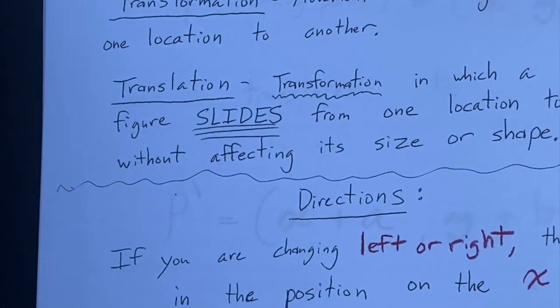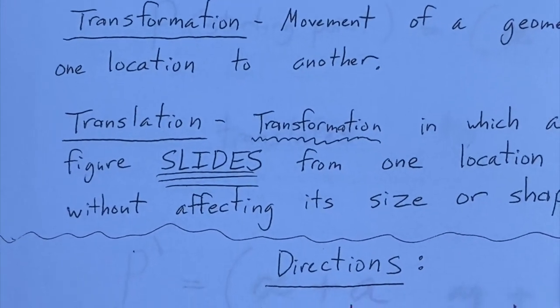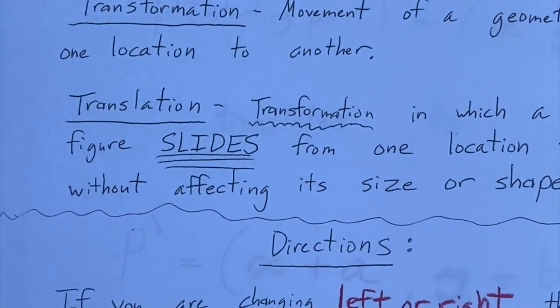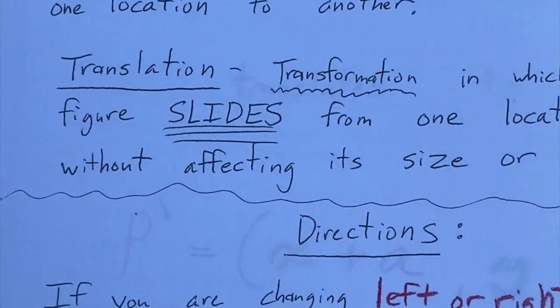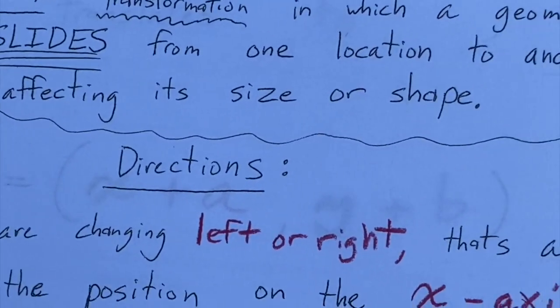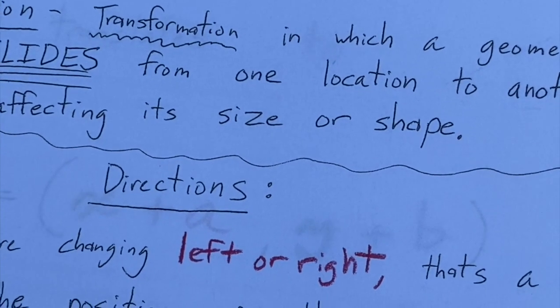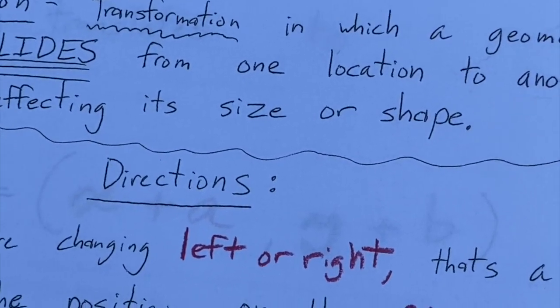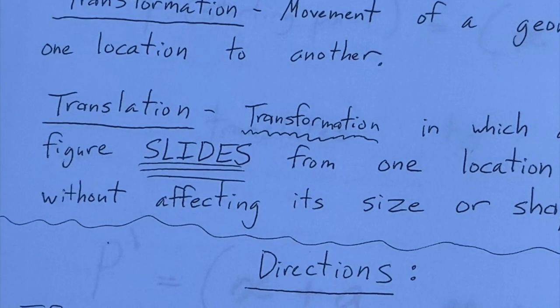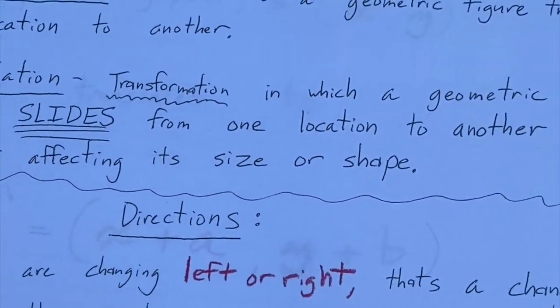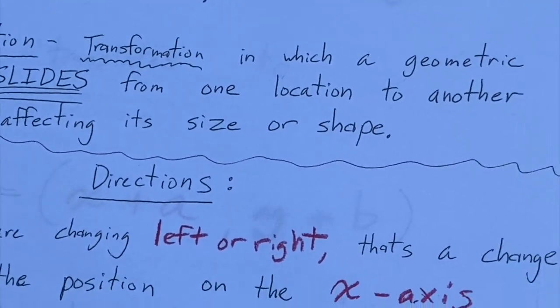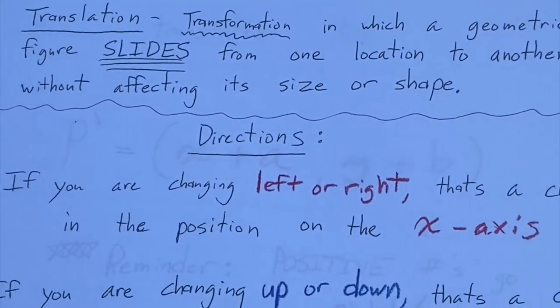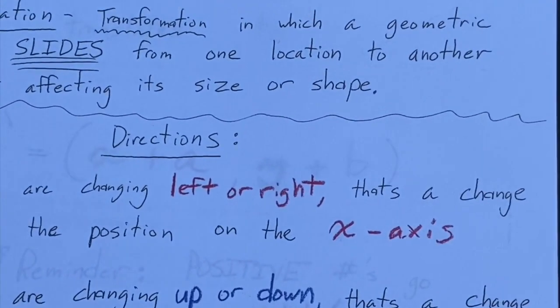But today, we're going to focus on just one of those topics since we already did reflection, which is translation. While reflection is flip-flopping over a line of reflection, kind of like how you flip over the pages of a book, translation is a transformation in which a geometric figure slides from one location to another without affecting its size or shape.